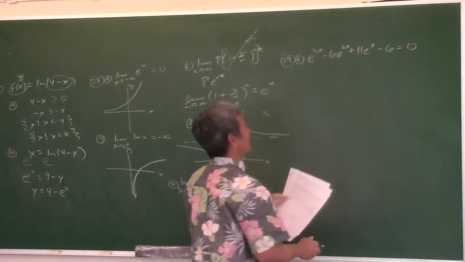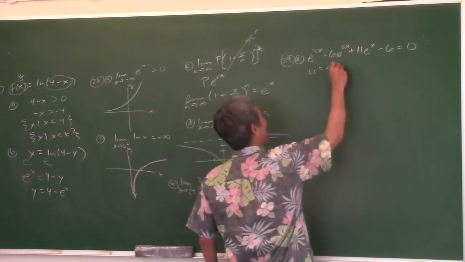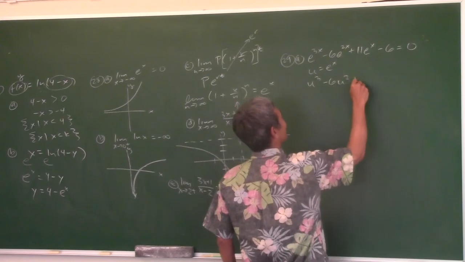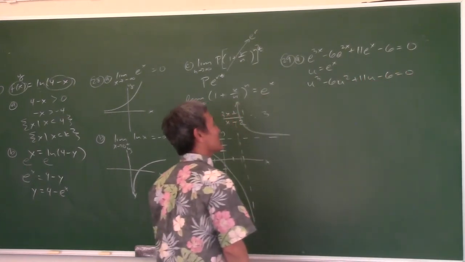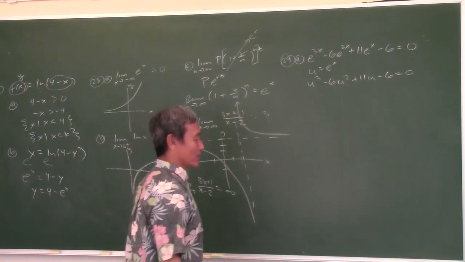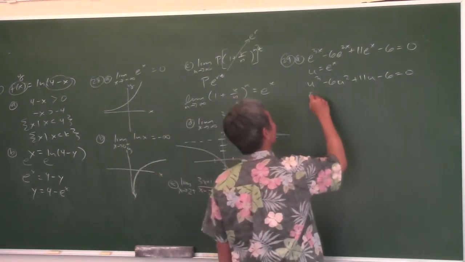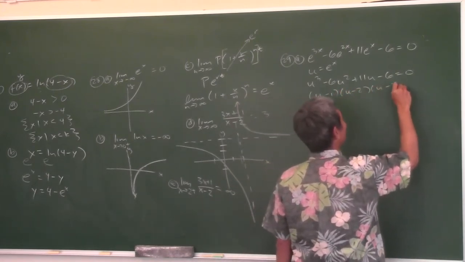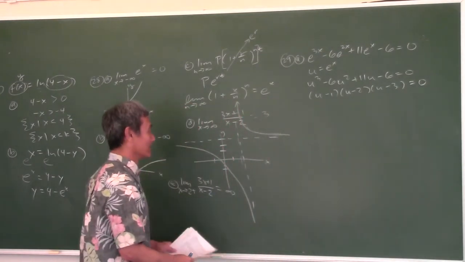Okay, solve for x. This looks like a u substitution problem. Let u equal e to the x, so you get u cubed minus 6u squared plus 11u minus 6 equals 0. So we need to factor that with synthetic division. I'm just going to skip steps here because I'm really tired. If you do synthetic division here, you should get (u minus 1)(u minus 2)(u minus 3). You know how I know that? Because I've given you that same problem like 5 times this year.